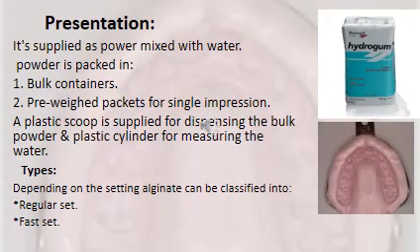Presentation. It is supplied as powder mixed with water. Powder is packed in a bulk container or a pre-weighed package for a single impression. A plastic scoop is supplied for dispensing the bulk powder and a plastic cylinder for measuring the water. Types. Depending on the setting, alginate can be classified into regular set and fast set.